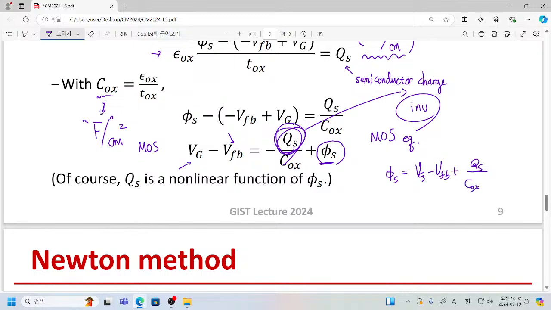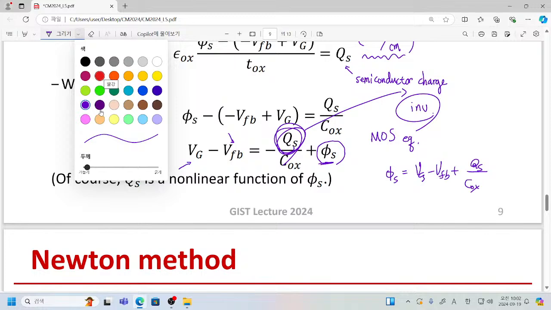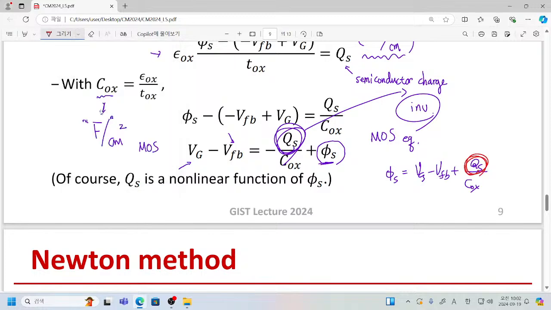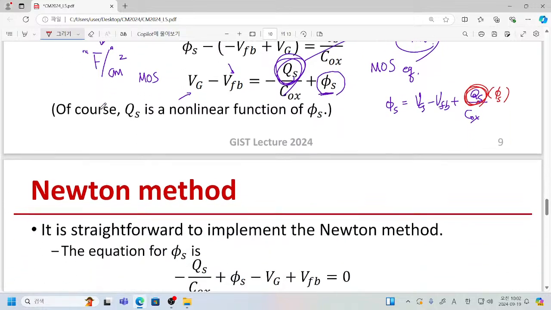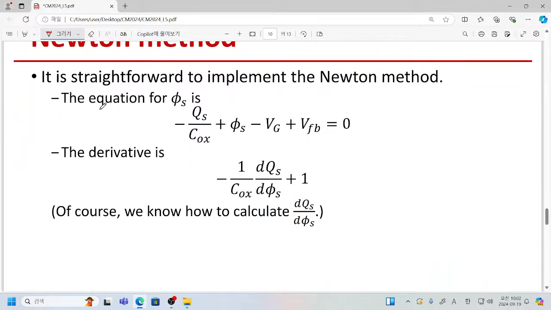That's it? No way. The problem is that Q sub s, the semiconductor charge itself, is a complicated function of our surface potential. So this MOS equation should be treated as a nonlinear equation of the surface potential, and we must solve this nonlinear equation.